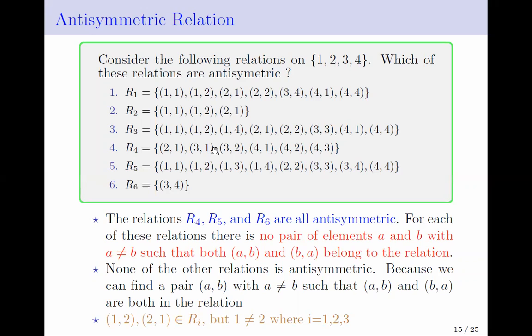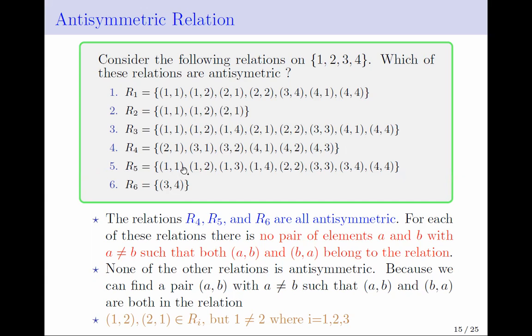Okay. Therefore, R4 is antisymmetric because 2 1 is present but 1 2 is not present. 3 1 is present but 1 3 is not present in R4. What is the condition for antisymmetric? If both AB and BA are present, then only we need A equal to B. Okay. Then what about R5?